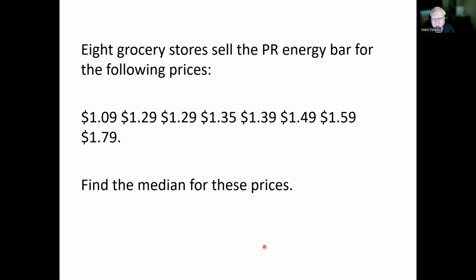So let's give this a try. 8 grocery stores sell the PR energy bar. Again, we're returning to this. So $1.09, $1.29, $1.29, and so on. Find the median for these prices. So pause it, give it a go. Figure out which formula of the two you need to use. Calculate it out, and then resume once you've got your answer.